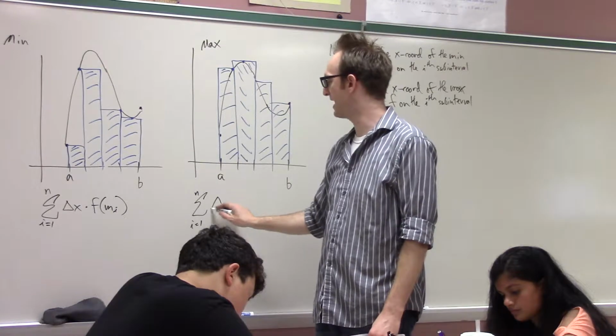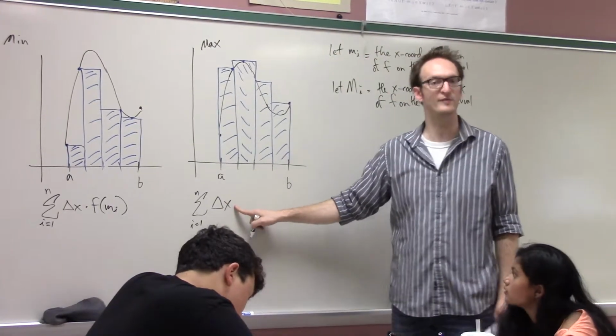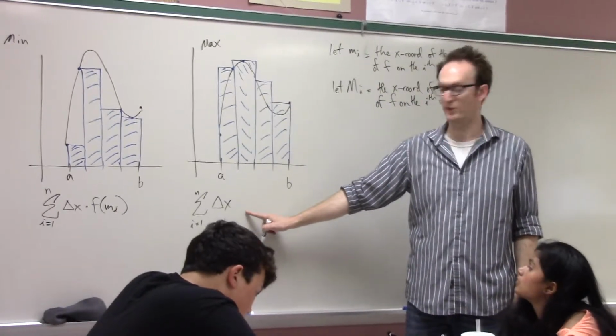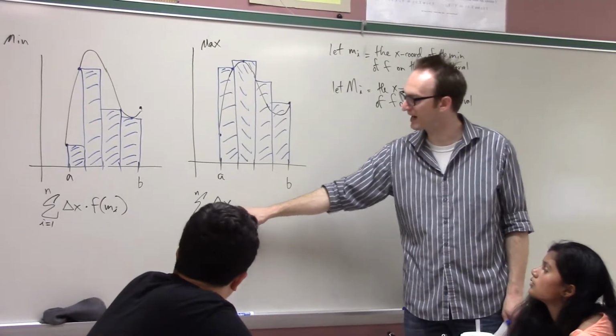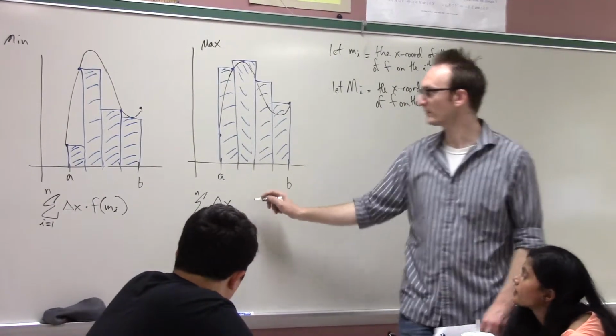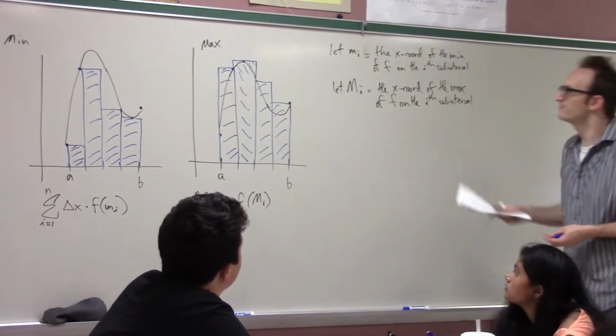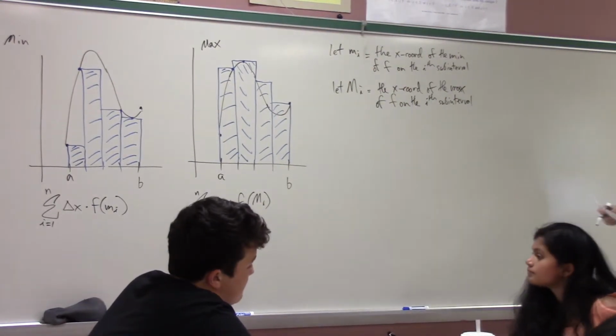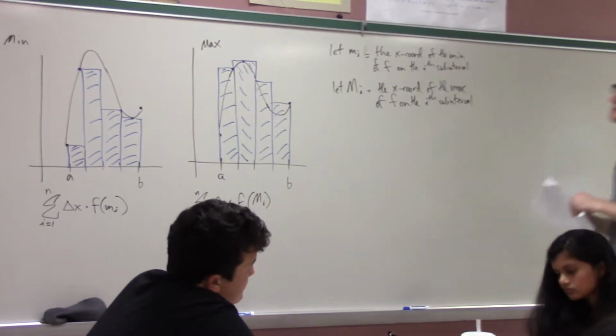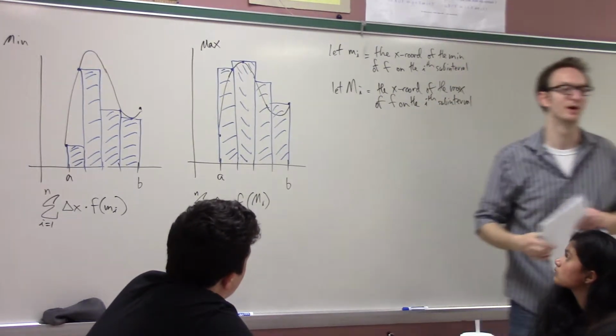Okay, and then over here, the sum is going to be the sum from i equals 1 to n of delta x times, what's the height of the rectangle on the ith subinterval? Yeah, f of big M sub i. Because I defined big M sub i to be the place where the y value is largest, so that is the largest y value. Okay.